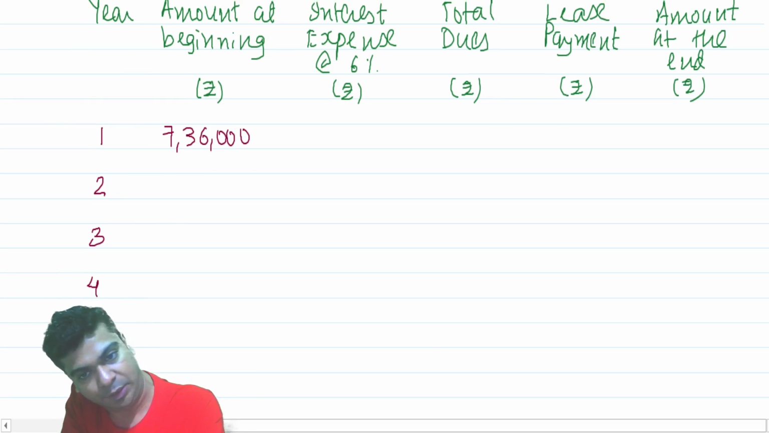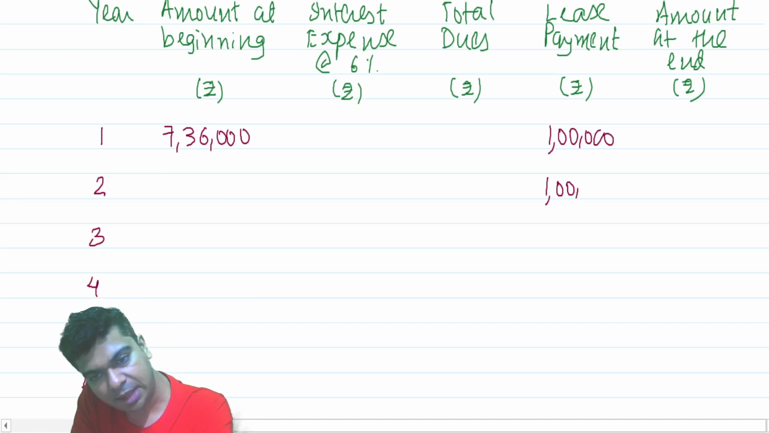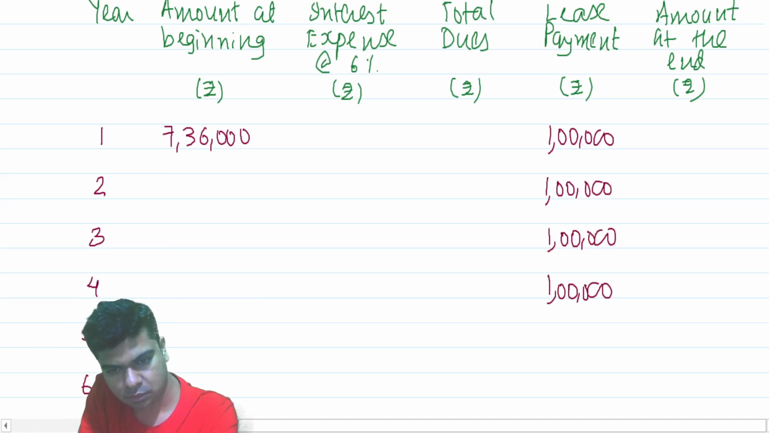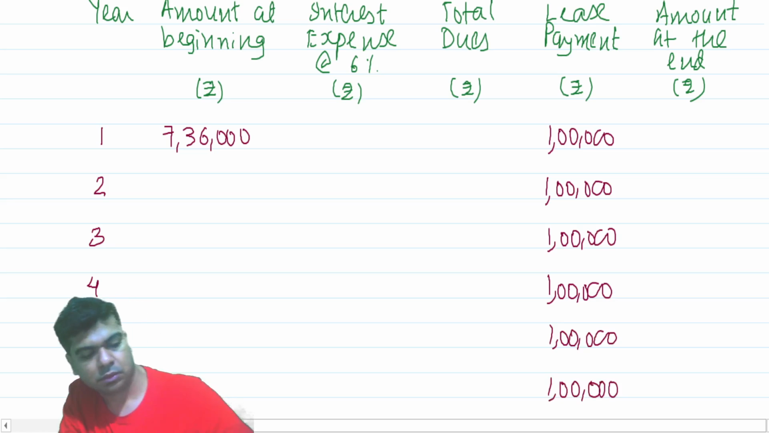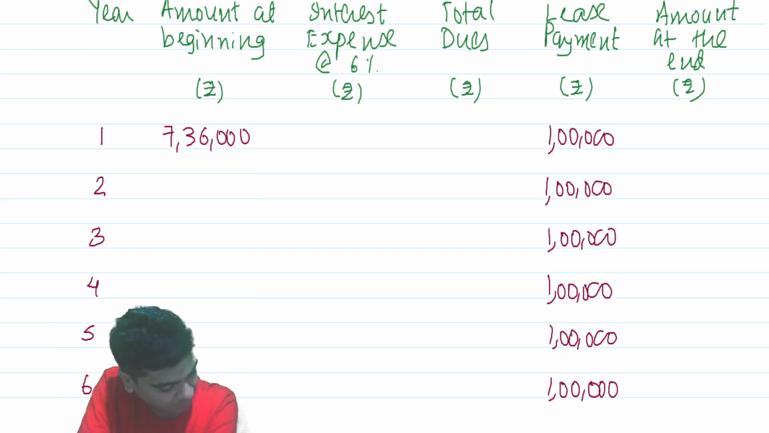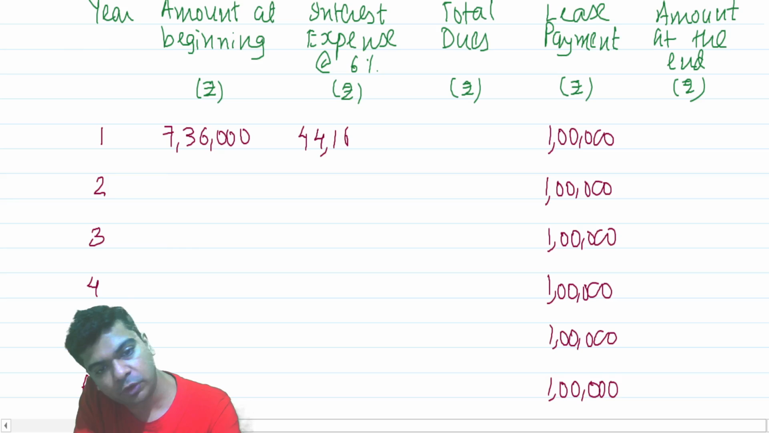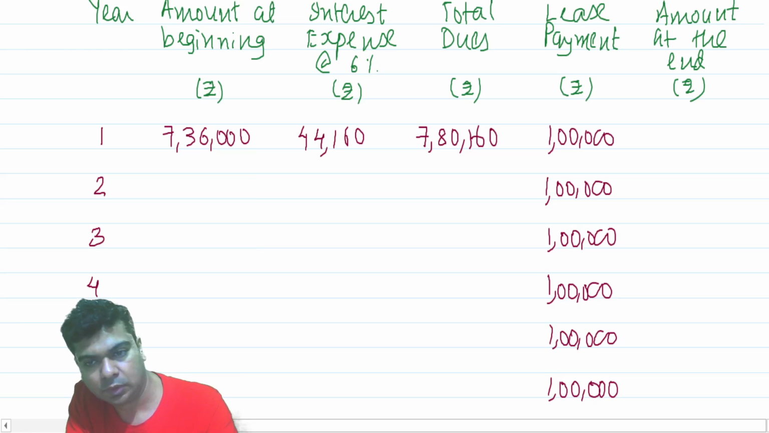Lease payments, you already know. It will be 1 lakh. So I am introducing 1 lakh from the very beginning. So start with 7,36,000 into 6 percent. 44,160, 780,160, 680,160.